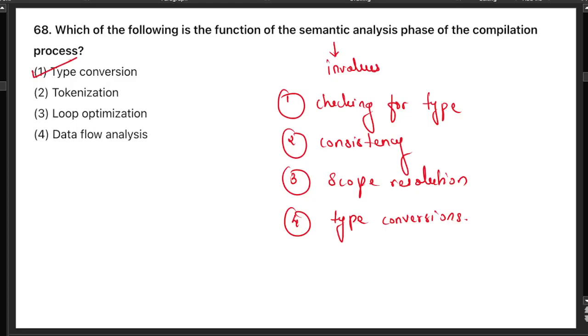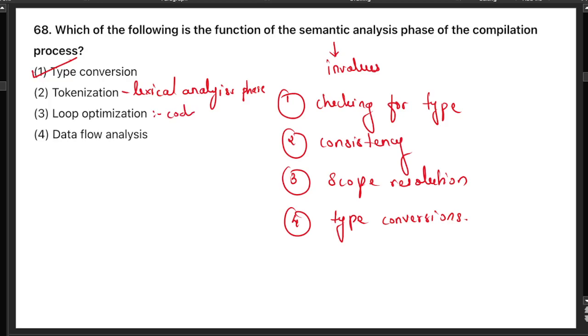Now if we talk about what is tokenization. This is a part of the lexical analysis phase. And what does this involve? The source code is broken into tokens. Okay.